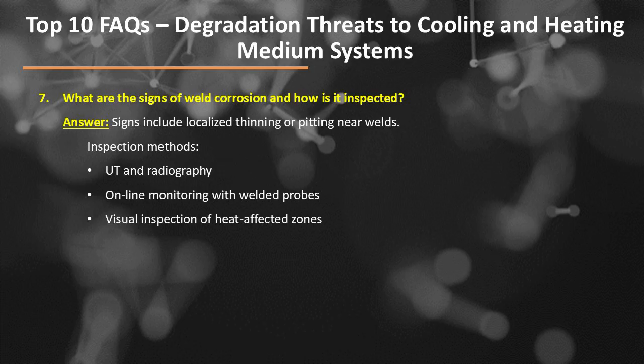Question number 7. What are the signs of weld corrosion and how is it inspected? The answer is, signs include localized thinning or pitting near welds. Inspection methods that can be used are UT and radiography, online monitoring with welded probes, and visual inspection of heat-affected zones.